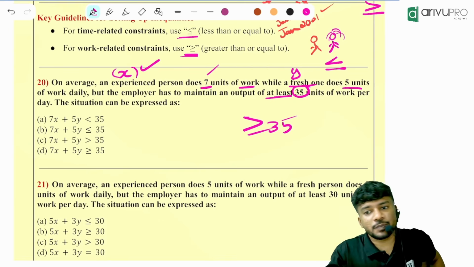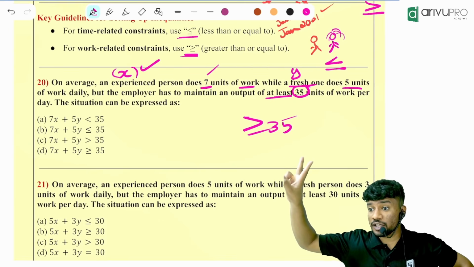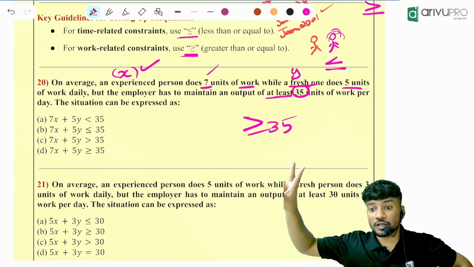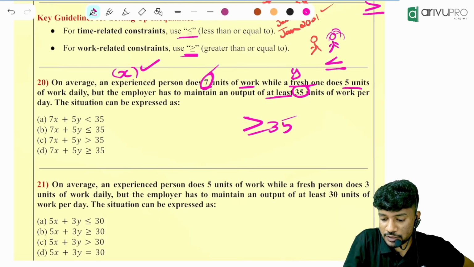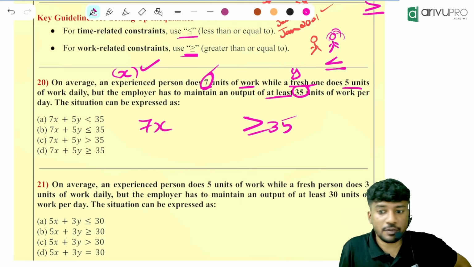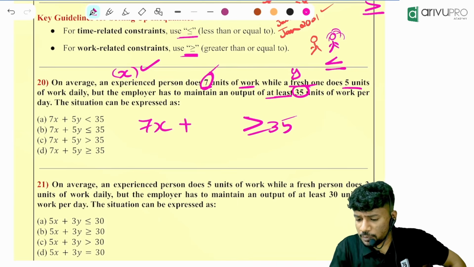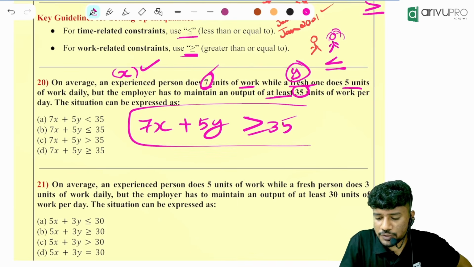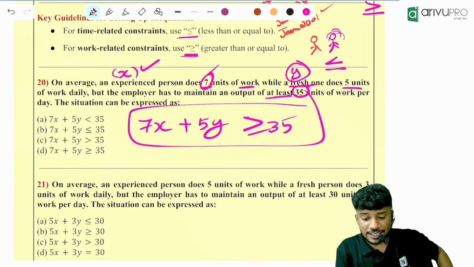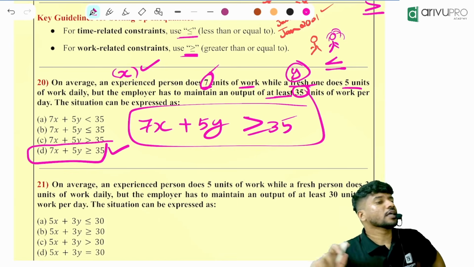X number of experienced people are there. For example, here 2 people are there, each doing 5. How will you find the total work? 2 into 5, 10. Similarly, if X people are there, doing 7 units of work each, can I write it as 7x? Total work done by experienced people is 7x. Plus, total work done by fresh people will be 5 into y. Looking at that, which option is the answer? Option D is the answer: 7x plus 5y greater than or equal to 35.